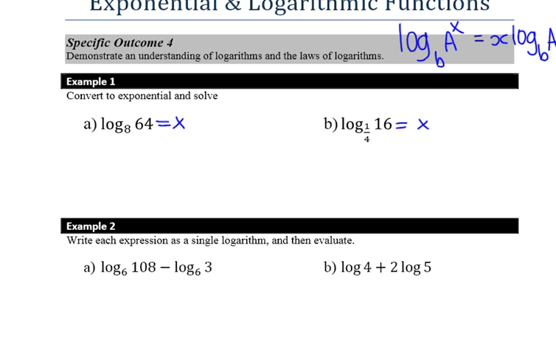So how do I write this in exponential form? What's my base? The little one, 8, little one, to the power of what? The power of x equals, and the inside's our answer, 64. And then it says solve it. So when we solve it, we try to make them same base. So base 8, 8 to the power of what is 64? 2, 8 squared is 64, so therefore x equals 2.